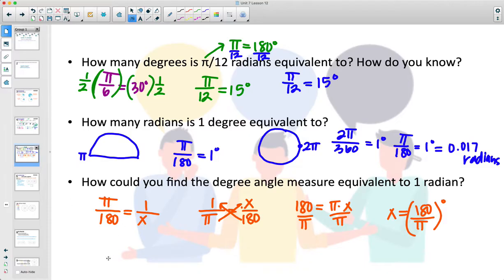And you could also think about the fact that you've got pi radians here and 180 degrees. So now we need to split 180 degrees into pi equal chunks, and that would be this same idea here. So then you could do 180 divided by pi. If you want to think about it as a decimal, 1 radian in degrees is equal to 57.3 degrees. So 1 radian in degrees is 57.3, so just under 60 degrees.